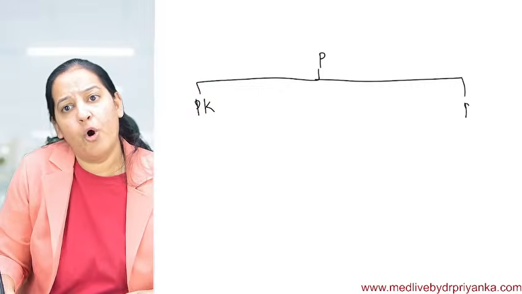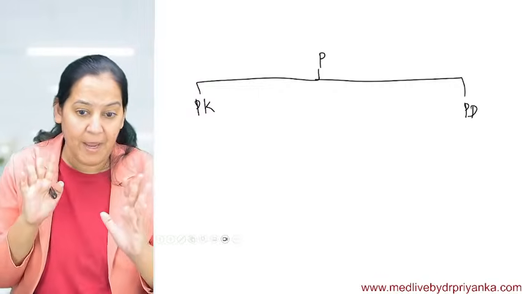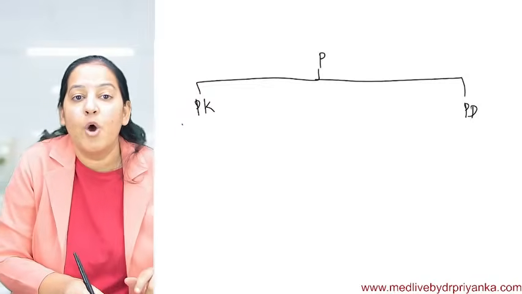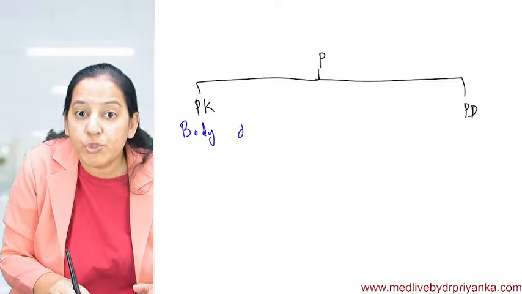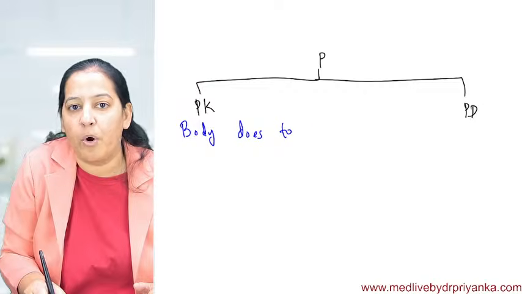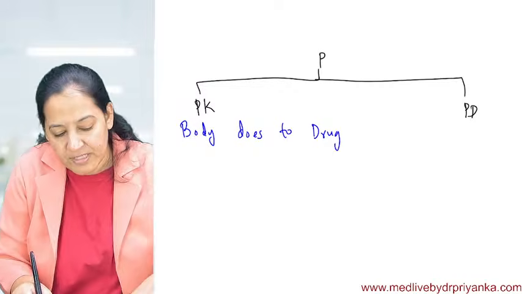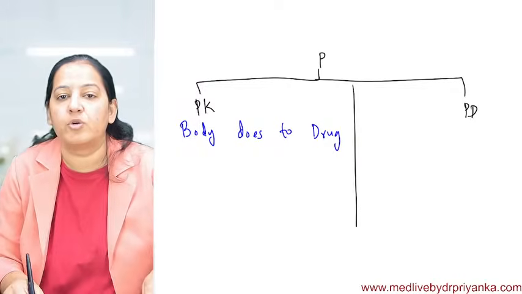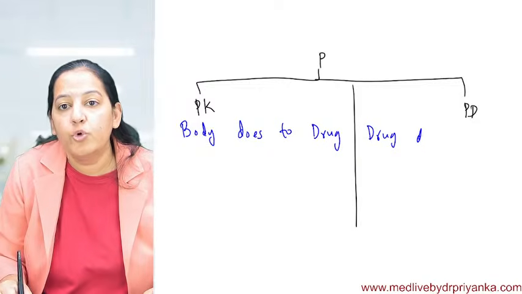Pharmacokinetics, pharmacodynamics. They are known as PK, PD. What is pharmacokinetics? What the body does to the drug. And what is pharmacodynamics? What the drug does to the body.